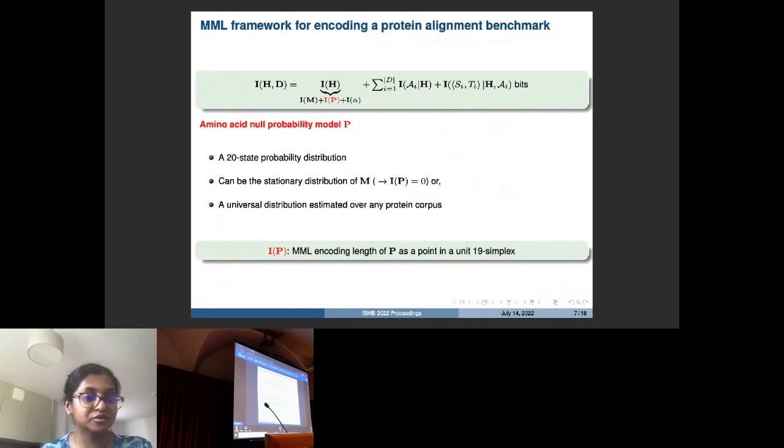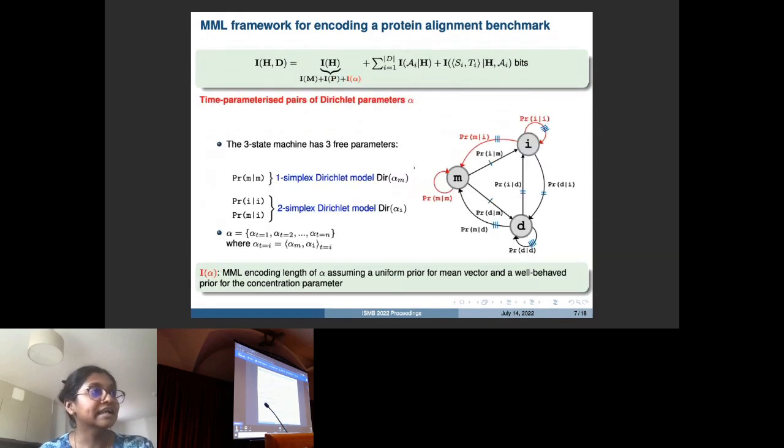But if we are to estimate it as a universal distribution over any kind of protein corpus, we will need to actually communicate the probability distribution. That is done as a point in a unit 19 simplex as well. The next is the evolutionary time parameterized Dirichlet models. Let me just describe what I mean by that.